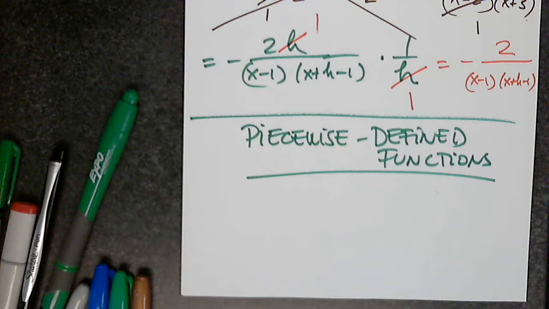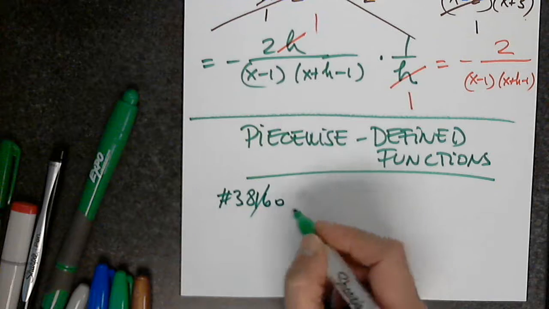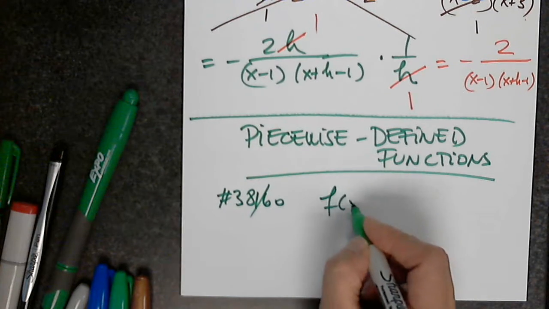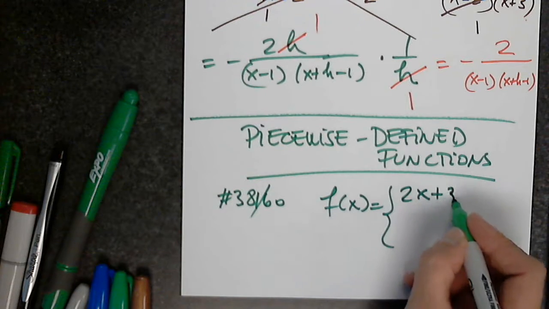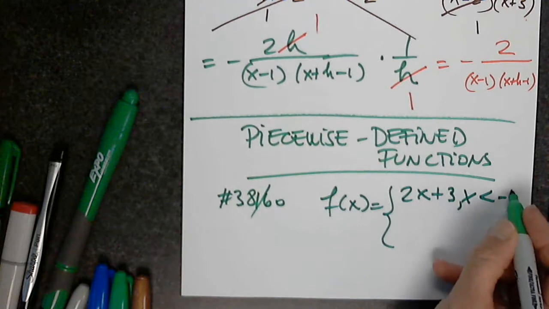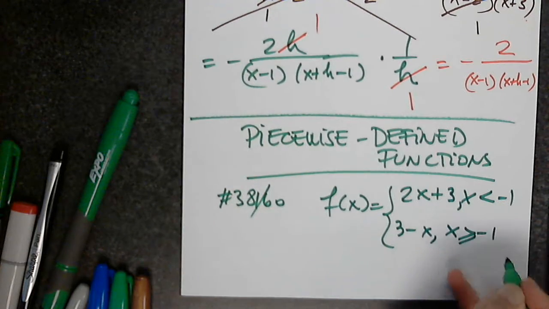Okay, so let's start. I'm going to pick problem 38 on page 160. f of x, a very simple problem, equals 2x plus 3 for x less than negative 1, and 3 minus x for x greater than or equal to negative 1.